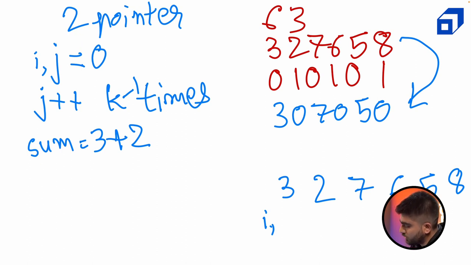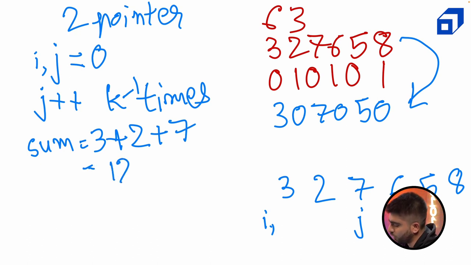So we move the jth pointer to 7. Now since we moved J to 7, we are going to perform this addition as well. And initially our sum is going to look like it's 12. Okay, so now this is the initial state from where we will begin. All right.